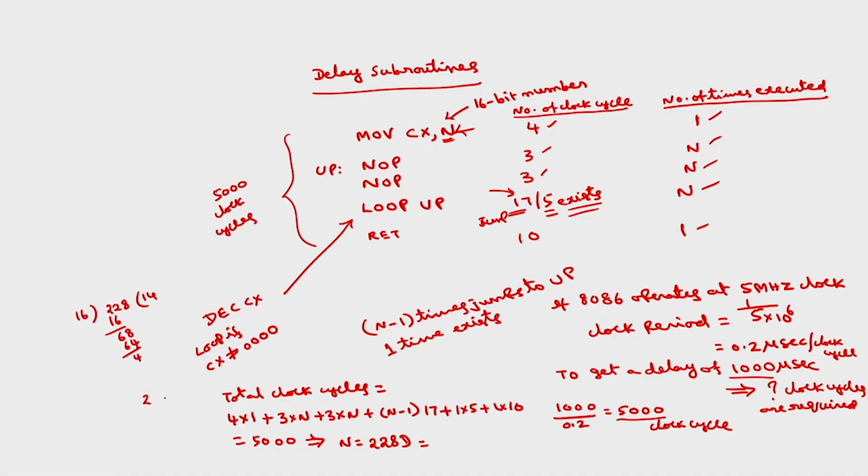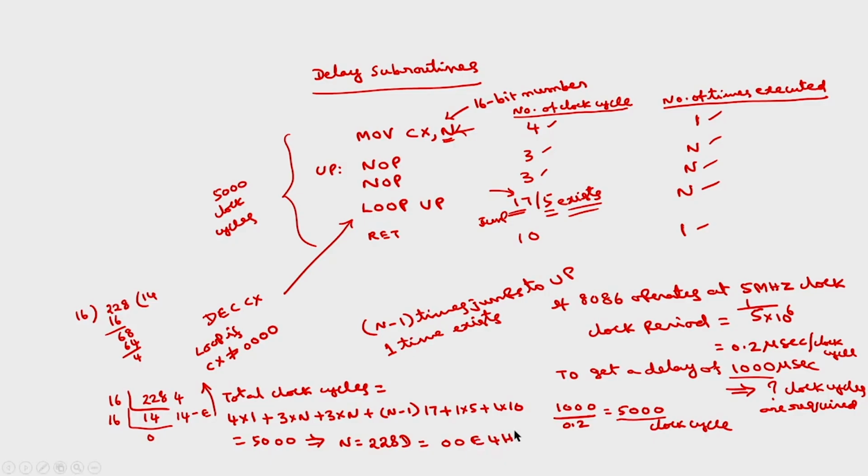So, this 228, if you want to convert into hexadecimal: 16 14s are 224, 4 is the remainder, 16 zeros, 14 is the remainder. So, 14 is nothing but E, and you have to read from bottom to top. So, this is equal to 00E4H.